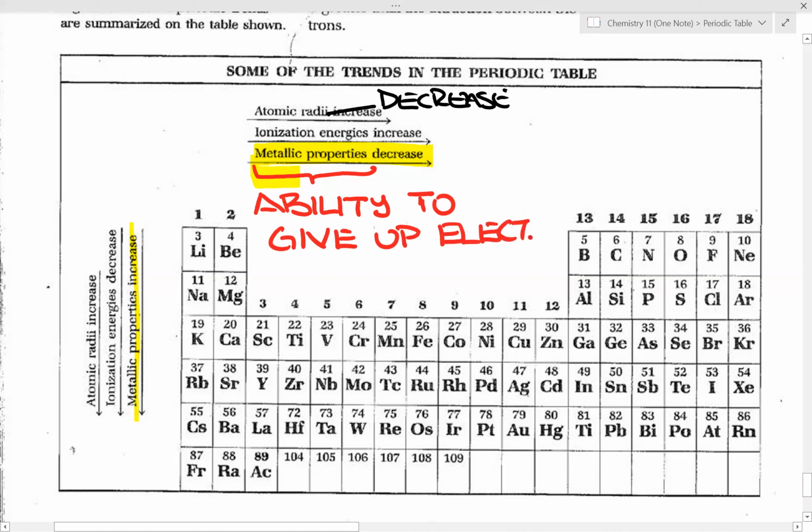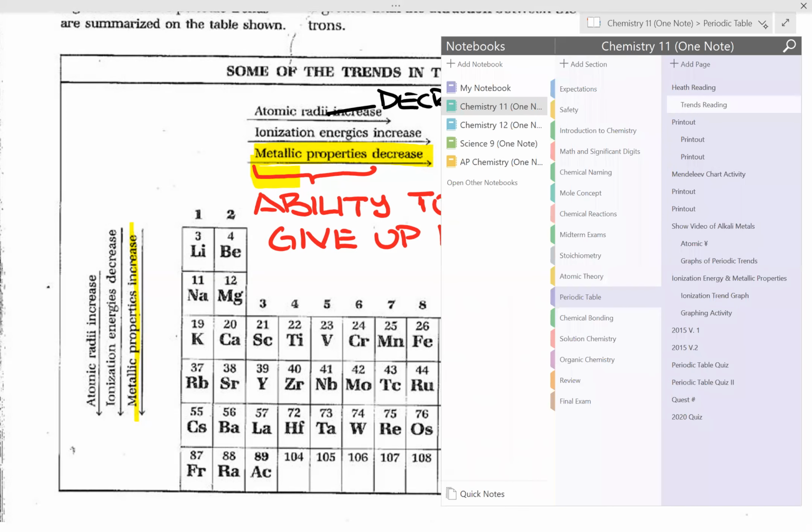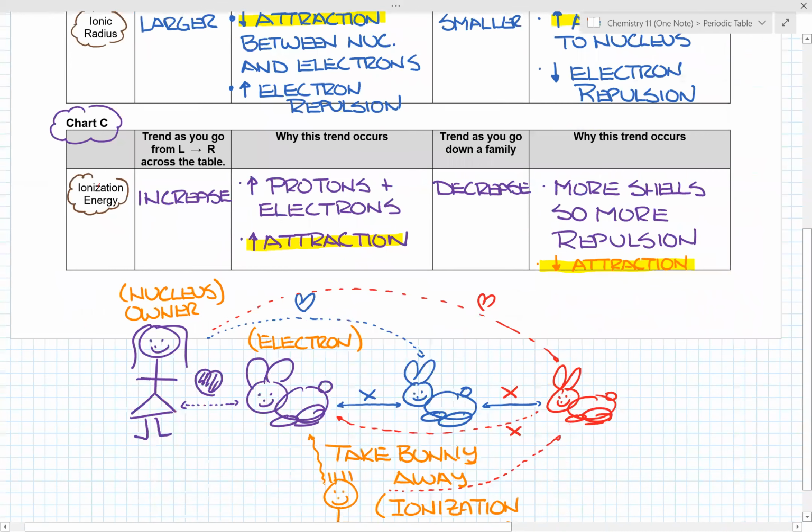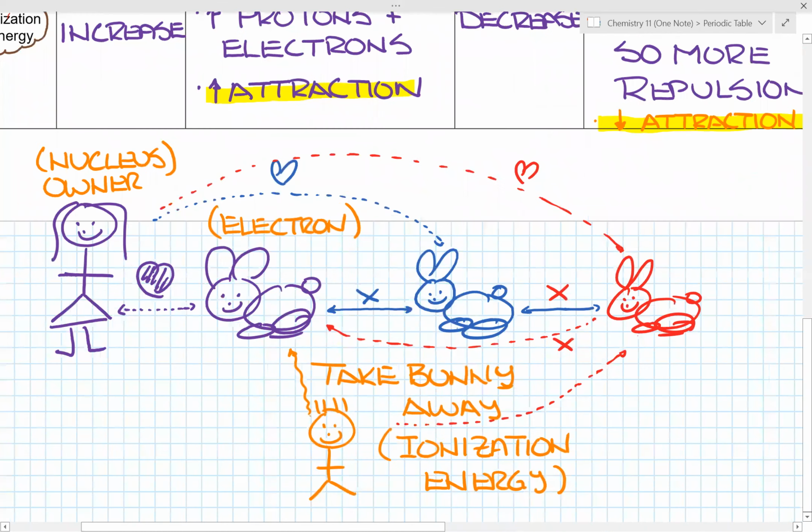Why does it decrease as you go from left to right? Why does it increase as you go down a chemical family? Hint, hint, hint, it has something to do with attraction. Now, you can think of it like this, if I'm going to help you with this hint. If the owner of a bunny really loves the bunny, will they want to give up the bunny? If the attraction to a bunny is really large, are they more willing or less willing to give up the bunny?